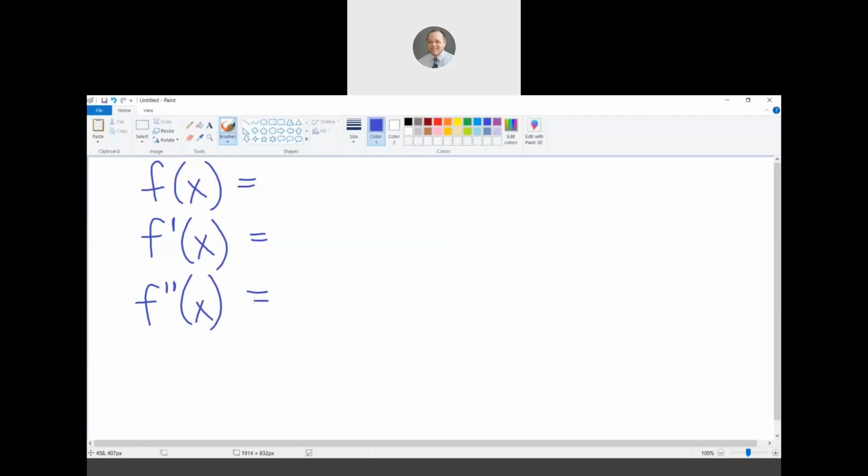So let's look at one example. We have f of x is negative 11x cubed plus 12x squared minus x plus 17. And we need to eventually find the second derivative. Quite simply, you're using the power rule several times.